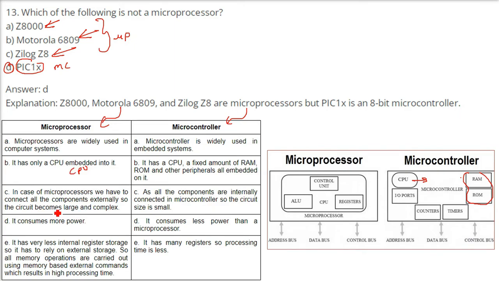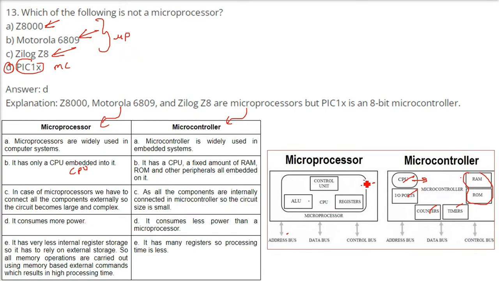In a microprocessor, we have to connect all the components externally. Externally means there will be peripheral devices, all the input, output, address, data. This is going to happen. While in a microcontroller, all the components are internally connected, so the circuit is quite compact. The microprocessor, because of this reason, consumes more power. And the microcontroller, because everything is in one place, consumes less power than the microprocessor.